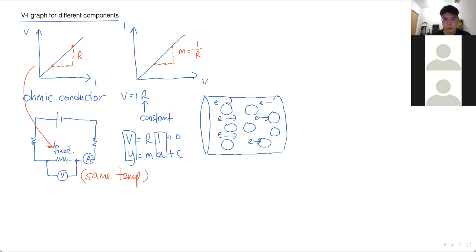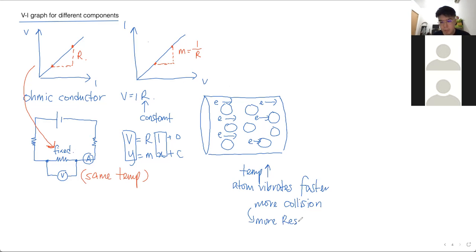Now, when they hit an atom, they slow down. The more atoms there are, the slower they travel because of the collision. So the resistance really comes from the collision with the atoms. If the temperature is high, what happens? The atoms vibrate faster, so there will be more collisions. More collisions mean more resistance lah. So in general, when temperature increases, resistance increases because of more collisions.